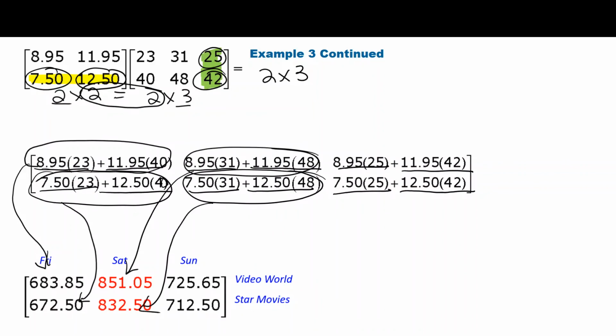All right, so what we can conclude on that, on Saturday, Video World made $851 and Star Movies made $832.50.